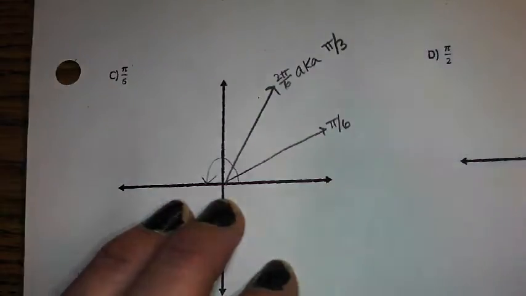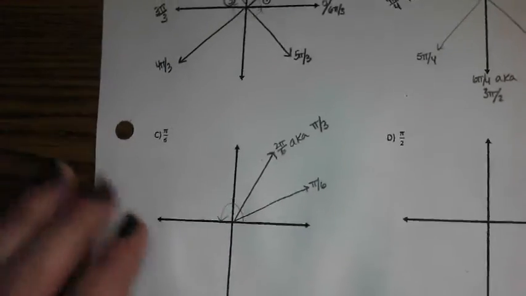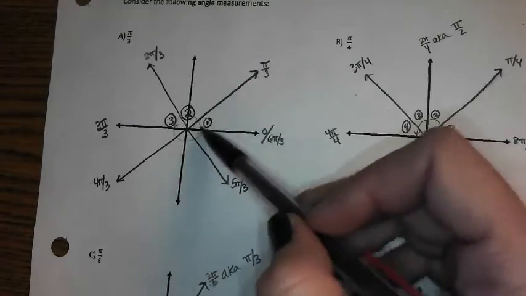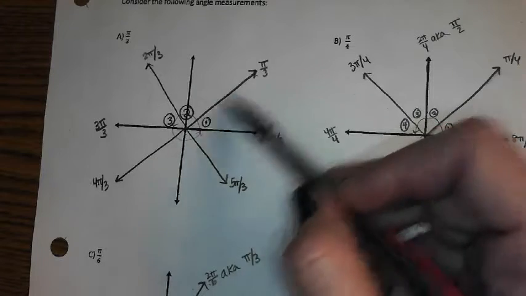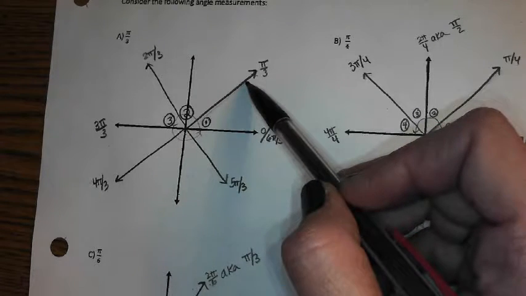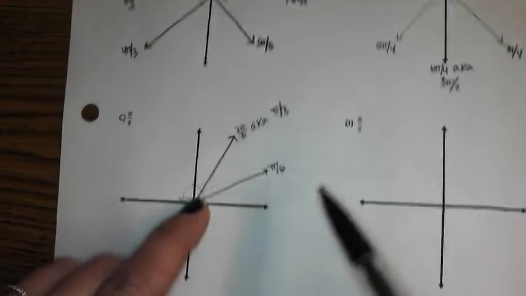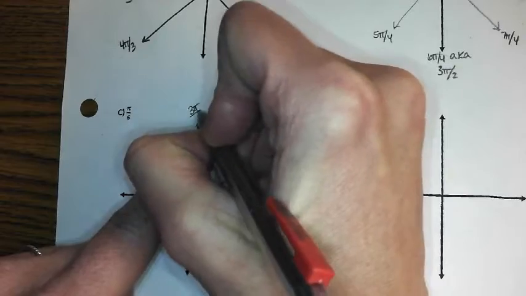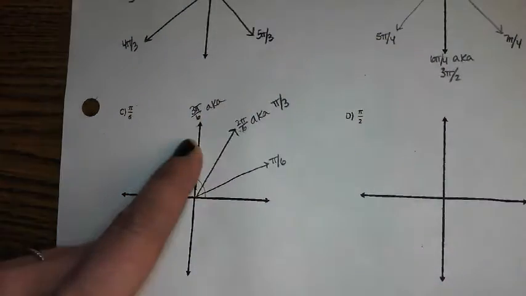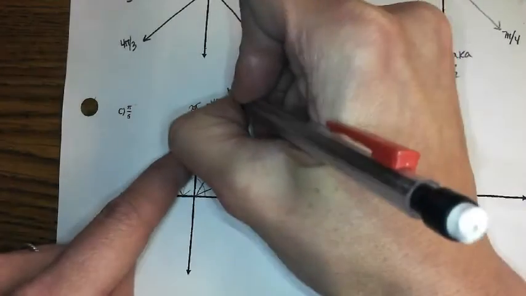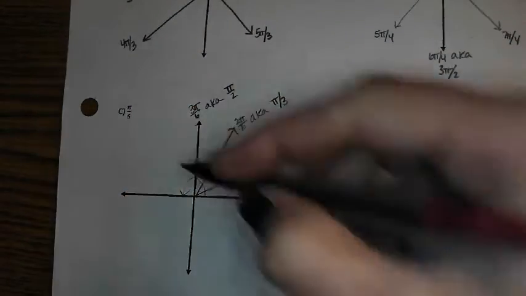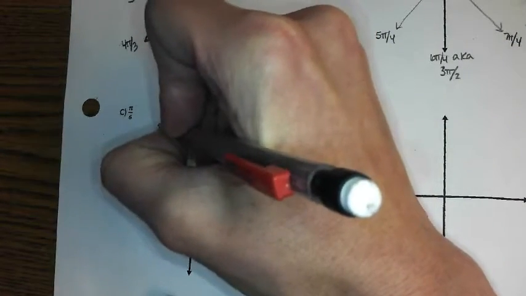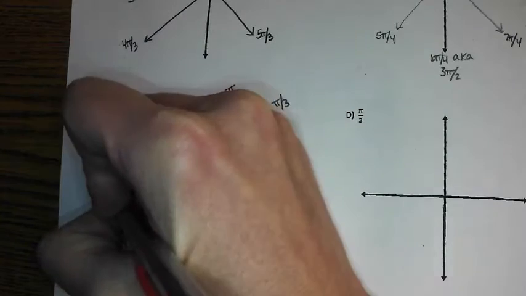Pi over 3, which let's just point out for a second that that location of 2 pi over 6 is the exact location, it should be, this isn't drawn perfectly, as pi over 3. Yes? Pi over 3 and 2 pi over 6 are the same angle. And then this is 3 pi over 6, aka, what does that reduce to again and again and again? Pi over 2. And then we have 4 pi over 6, 5 pi over 6, and 6 pi over 6.